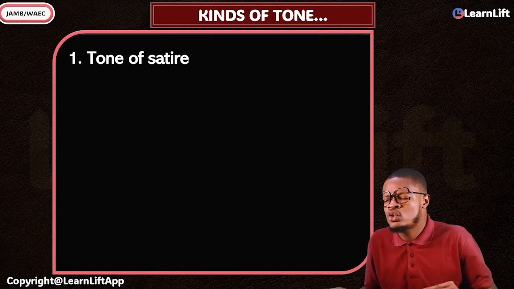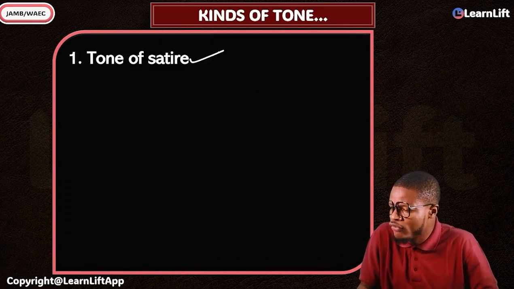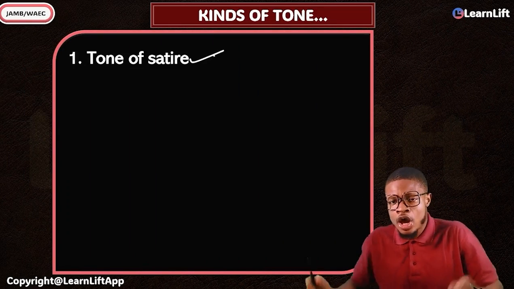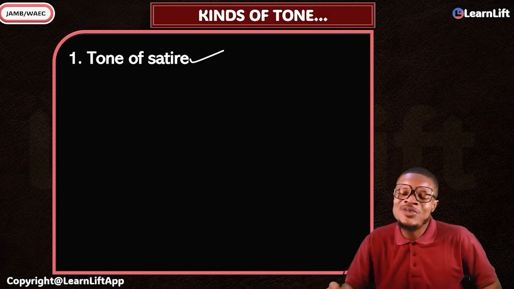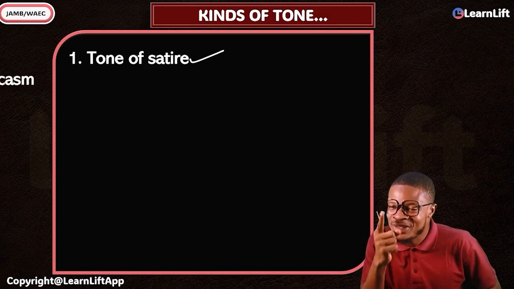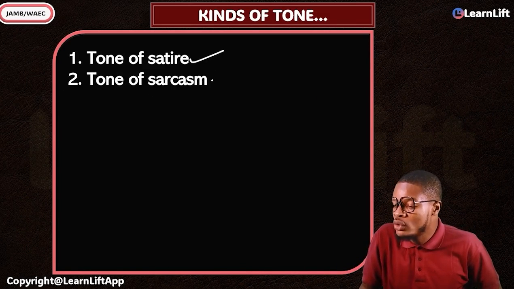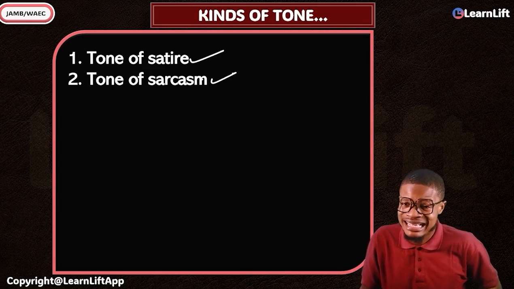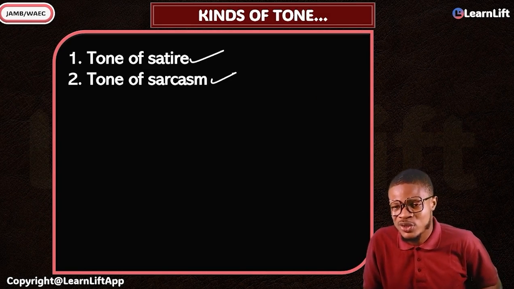Number one is called the tone of satire. Number one is the tone of what? Satire. Don't forget it. Number two is called the tone of sarcasm. So there's a difference between satire and sarcasm. As we get down to business, you are going to see all of them.